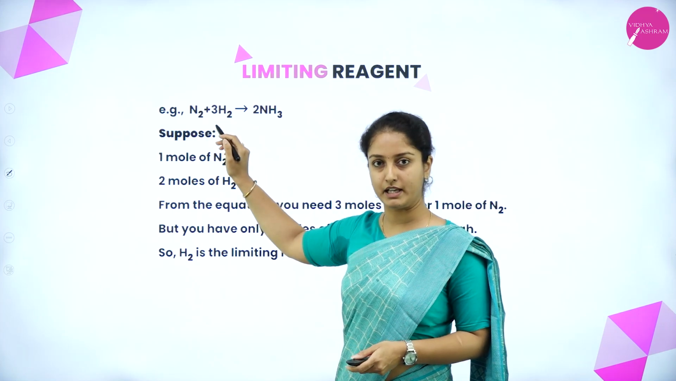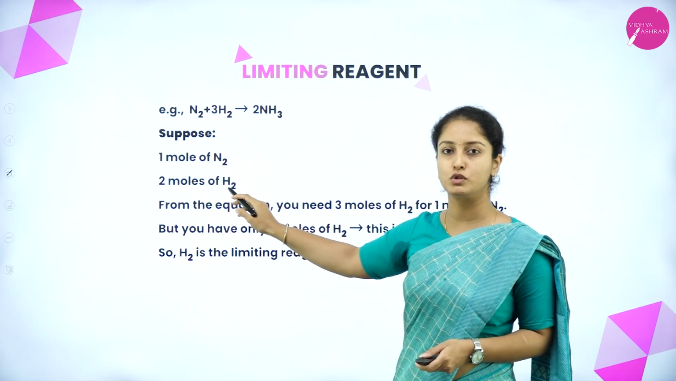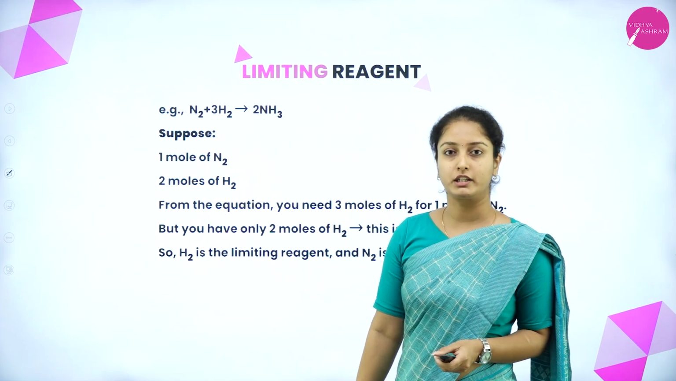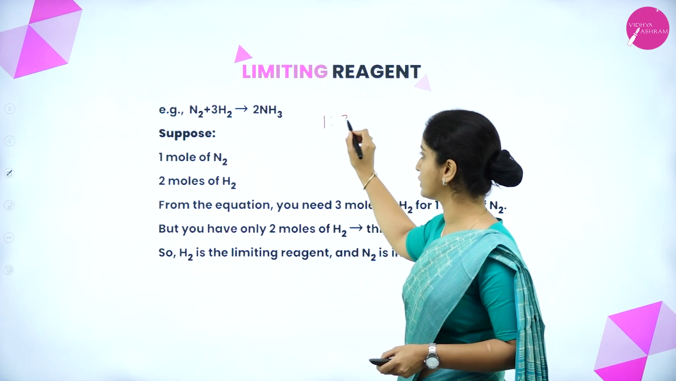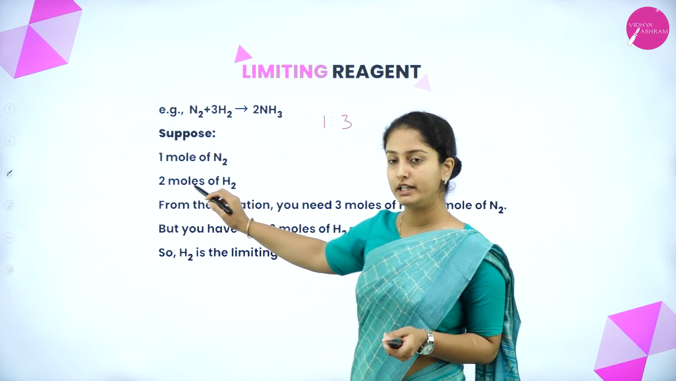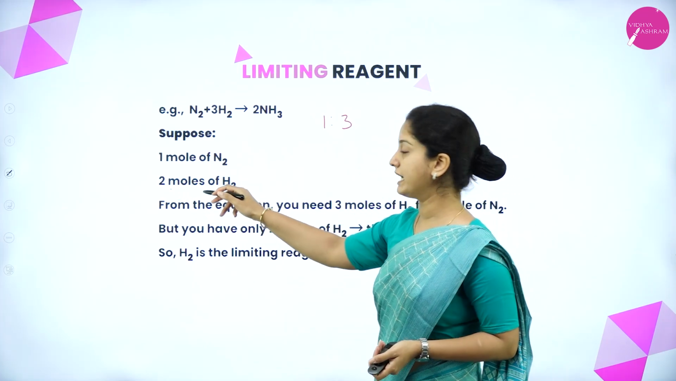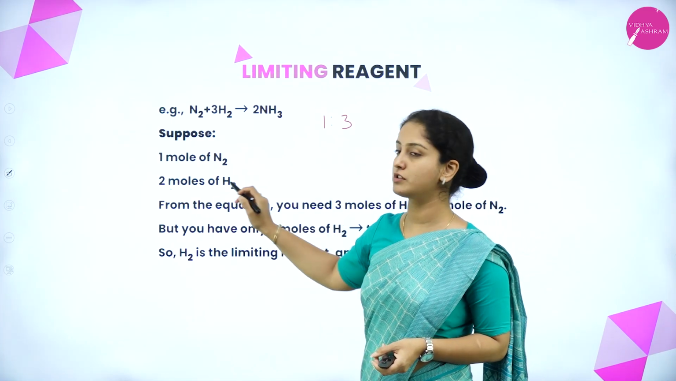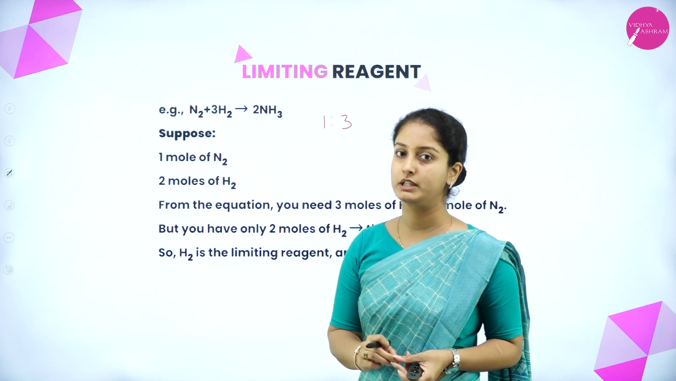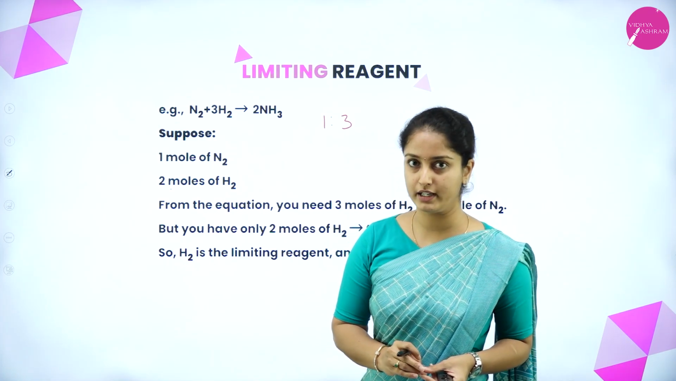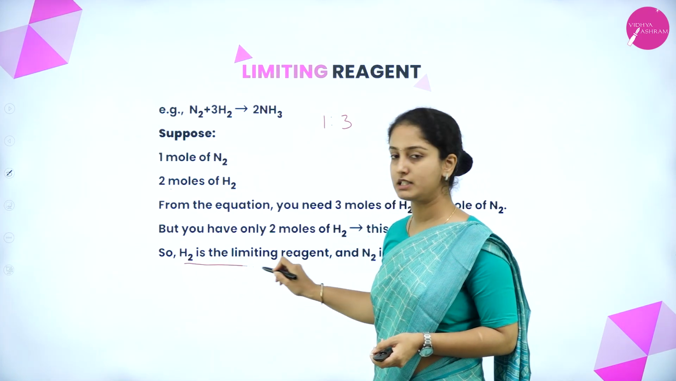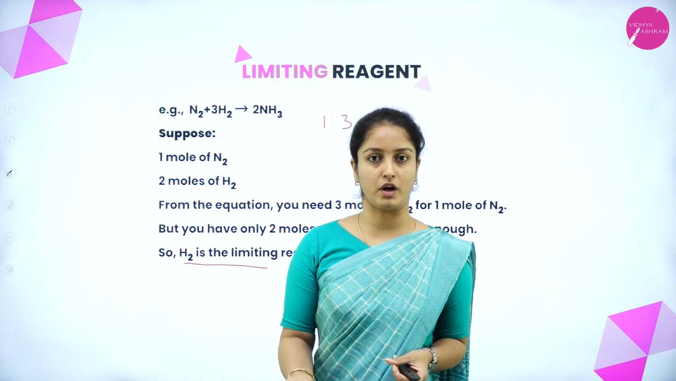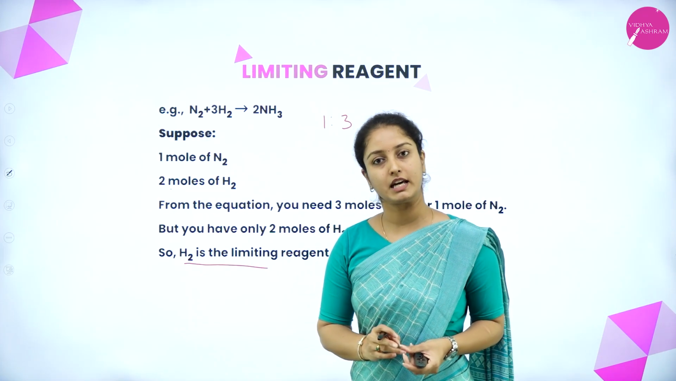Suppose for the same reaction, if you are given 2 moles of hydrogen, what would be the stoichiometric ratio? Now the actual stoichiometric ratio is 1:3. So you are given only 2 moles of hydrogen. From the equation, you need 3 moles of hydrogen, but this 2 moles of hydrogen is not enough for the reaction to take place or to form a product. So that is why the hydrogen is called as limiting reagent. It is going to limit the formation of the product and the progress of the reaction.